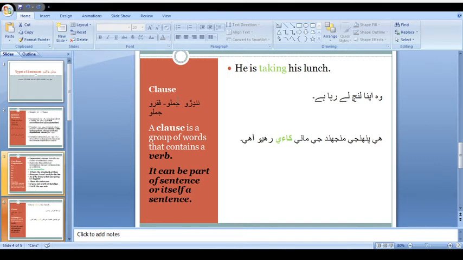Clause in Sindhi, nandro jumlo, a small sentence. A clause is a group of words that contains a verb, an action verb. It can be part of a sentence or itself a sentence. Now, it doesn't mean that it gives a complete sense. Not necessary. It can give a complete sense, yes. So it can be both.